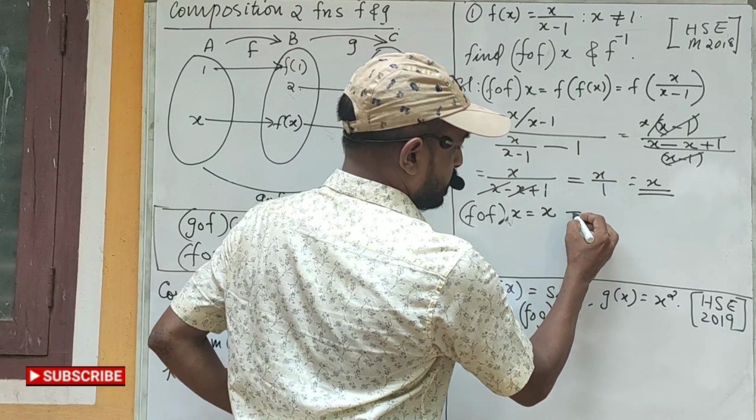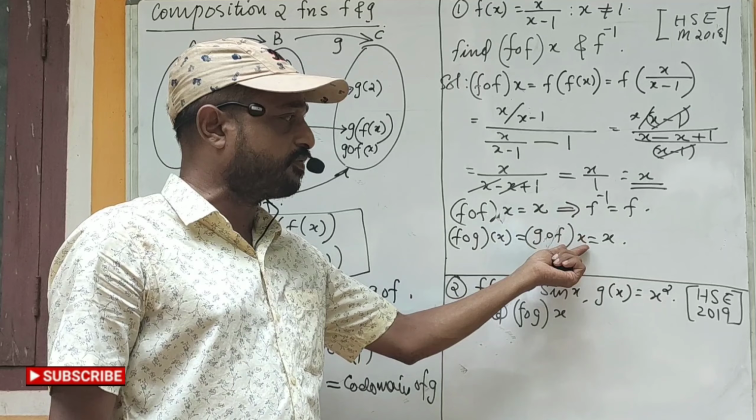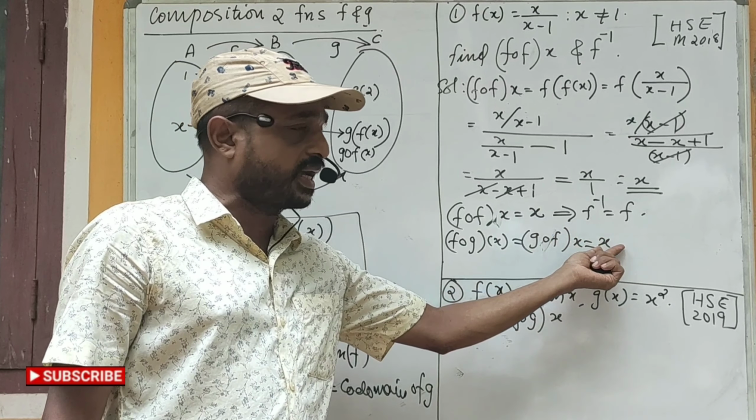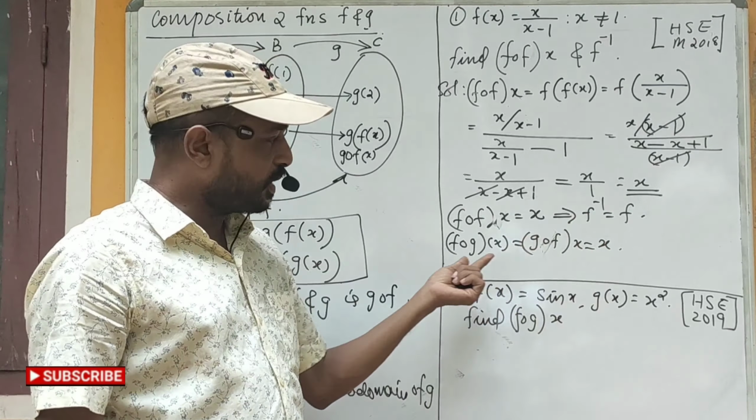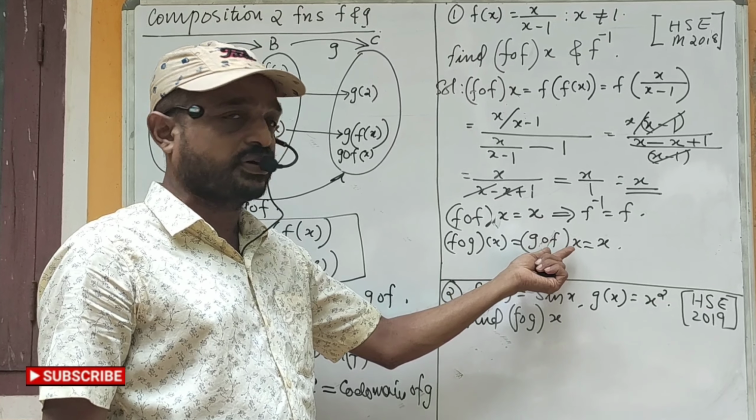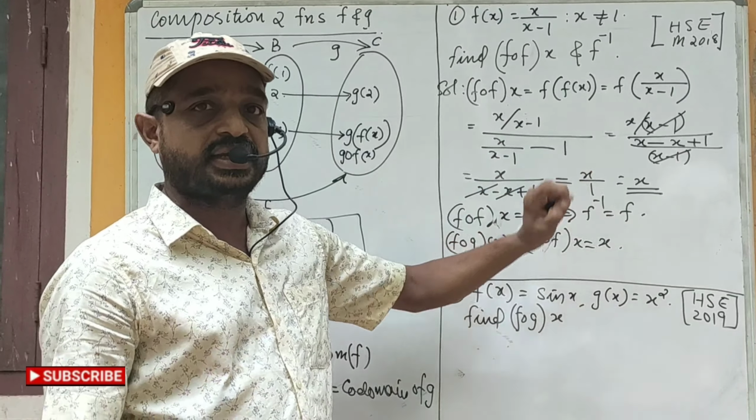So generally speaking, let us assume that f composition g of x is equal to g composition f of x is equal to x. So you must understand this result. That means f composition g of x and g composition f of x both are equal to x. That is the identity function.